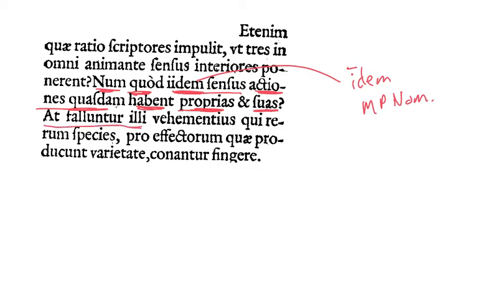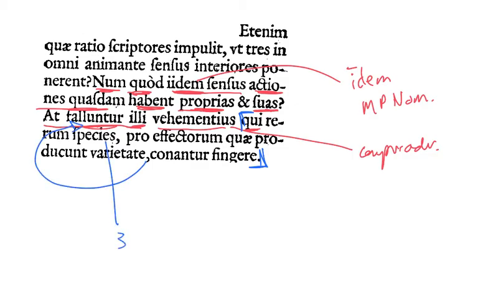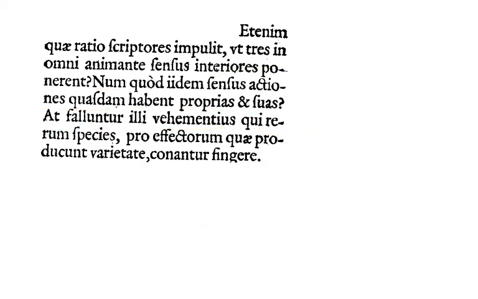At falluntur illi, but such persons, illi, meaning the philosophers, such persons are mistaken or deceived quite seriously. Vehementius here is the comparative adverb. They are quite seriously deceived. Which persons? The ones qui. Now we're going to get the subject of falluntur. And in fact, it's proper to understand that this clause, qui through fingere, this entire clause is the subject of the verb falluntur. Falluntur, in turn, is third plural, present, indicative, and passive.